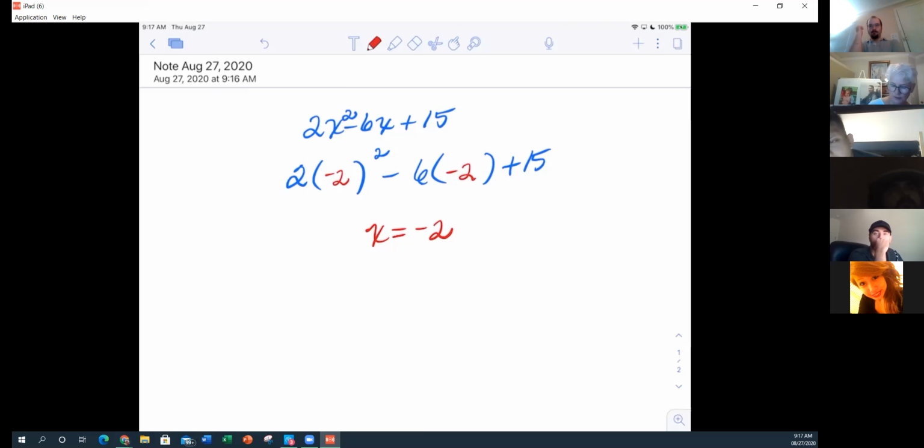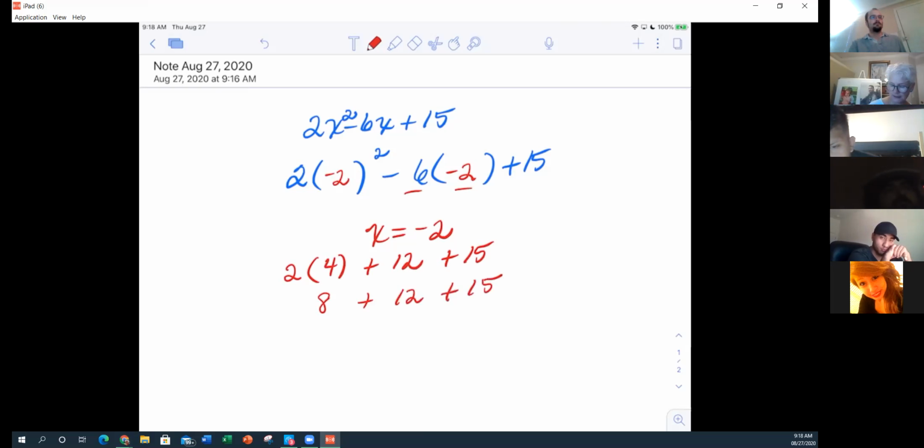And so this would be 2 times -2 squared, which is 4. And then a negative times a negative, -6 times -2, is +12. And then plus 15. So that's going to give me 8 plus 12 plus 15, which is 35.